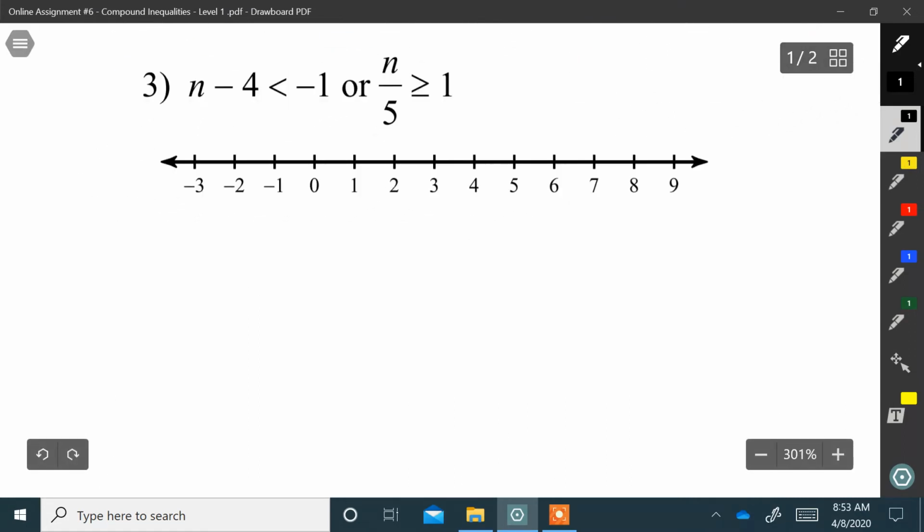All right, let's do this one here, number 3. So n minus 4. Or remember, we're going to be solving each one of those individually.